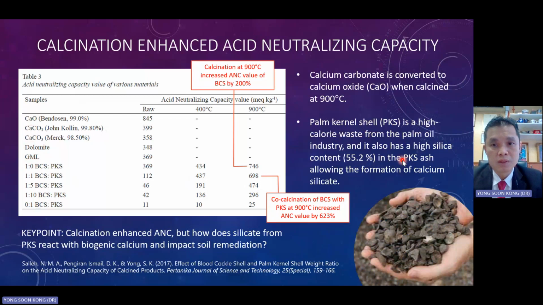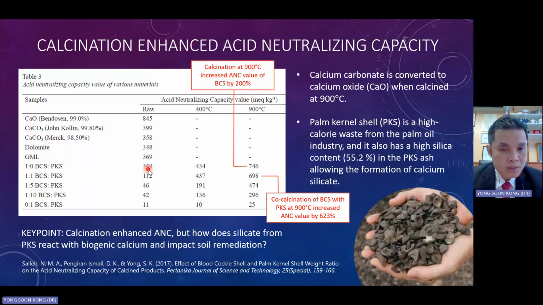So they are useful. And hence it is used to be mixed and calcined together with blood cockle shell. And the key point is that, as you can see right here, blood cockle shell, the acid neutralizing capacity, that measures how much capacity this material has to neutralize the soil, is displayed right here. So the unmodified form, the uncalcined form, is on par with ground magnesium limestone. In fact, exactly the same.